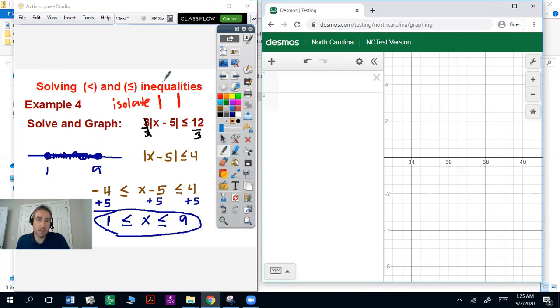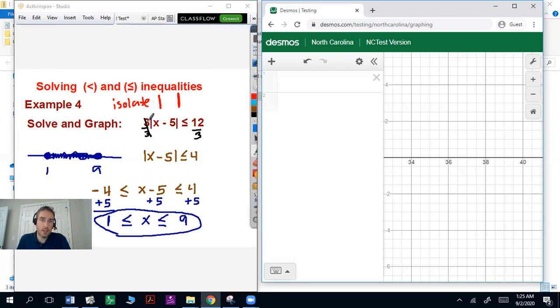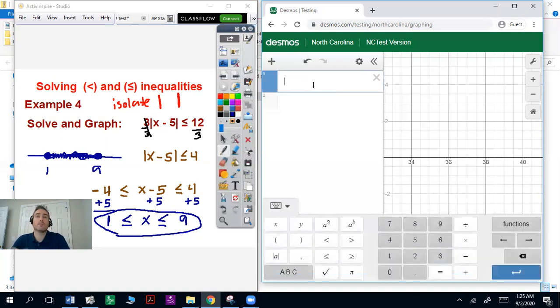Pause the video for a second and type 3 absolute value of x minus 5 is less than or equal to 12, all into the line in Desmos. Great, hopefully you got a chance to do that.